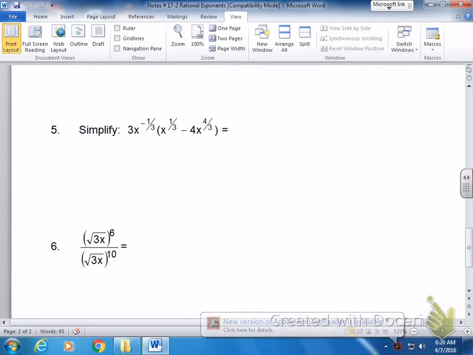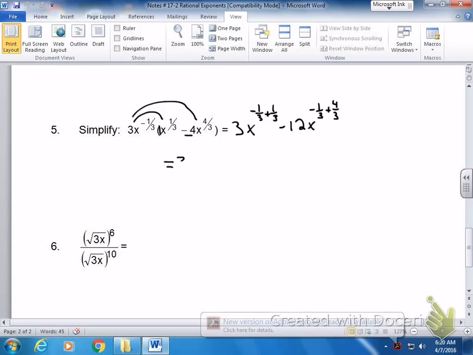Number 5 is really a distribution problem, and once you do, things clean up really nice. I'm going to have to distribute this 3x to the negative 1/3 to both of the terms inside the parentheses. So now we're again multiplying things, so we're going to add our exponents. I have 3 times the 1 that's in front of that x, which is just 3. Then I have x to the negative 1/3 plus the 1/3 on the inside. Then 3 times the negative 4 is negative 12, and I'm going to have x to the negative 1/3 plus 4/3. So I just added the exponents, and that's all I'm going to do on this step.